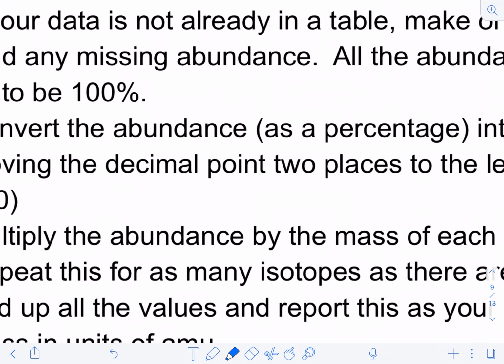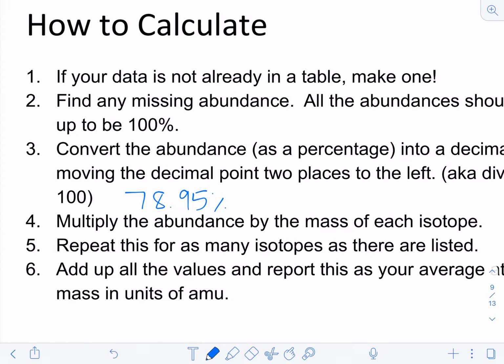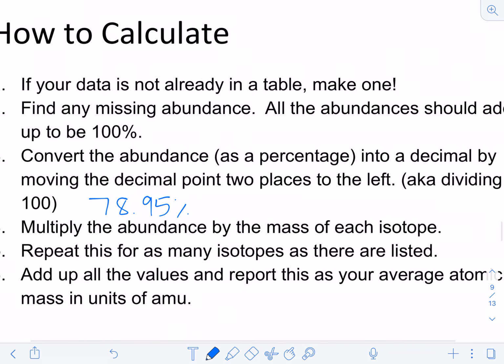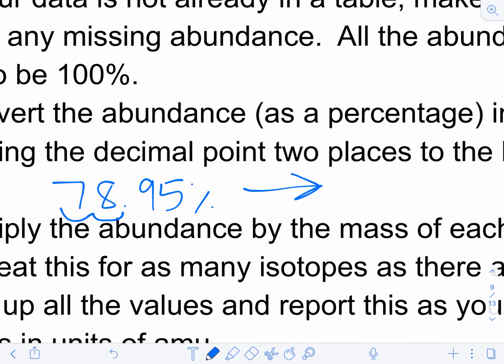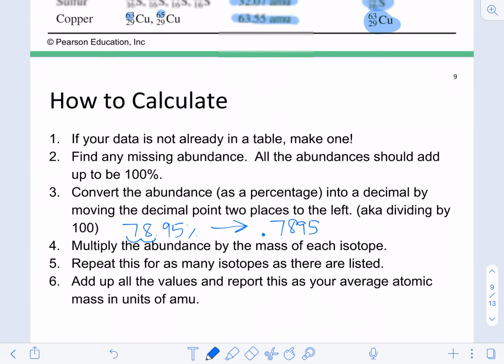So an example here would be, let's say that my percentage was, I'm totally making this number up, 78.95%. When I'm converting this into a decimal, I'm just dividing by 100. So the decimal place just goes 2 to the left, 1, 2. The number I'd use to multiply would be 0.7895. So you're just moving the decimal over.